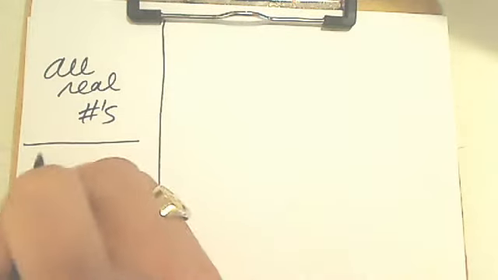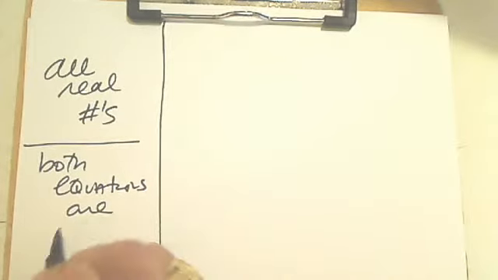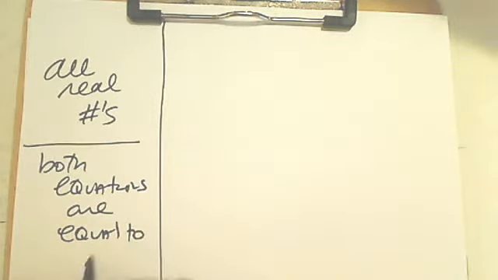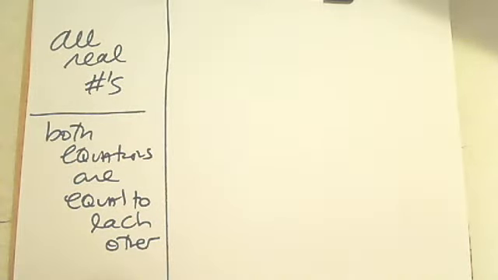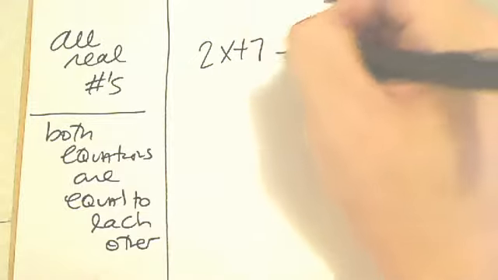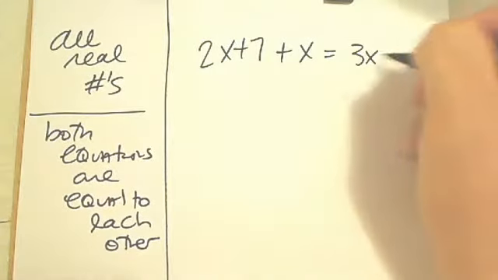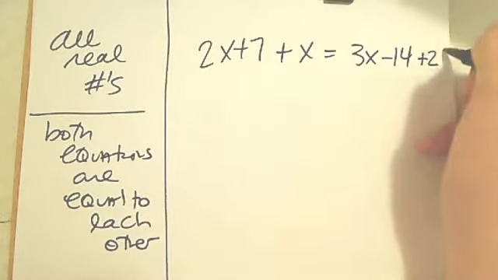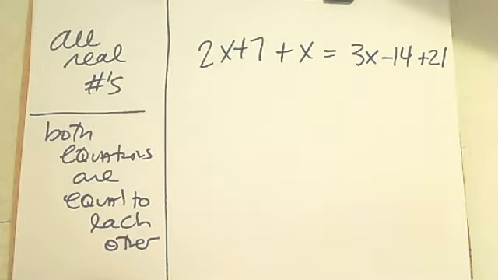What this means is that both equations are equal to each other. 1 equals 1, 5 equals 5, x equals x. For example, 2x plus 7 plus x equals 3x minus 14 plus 21. All real numbers means any number you put in the equation will give the same answer.